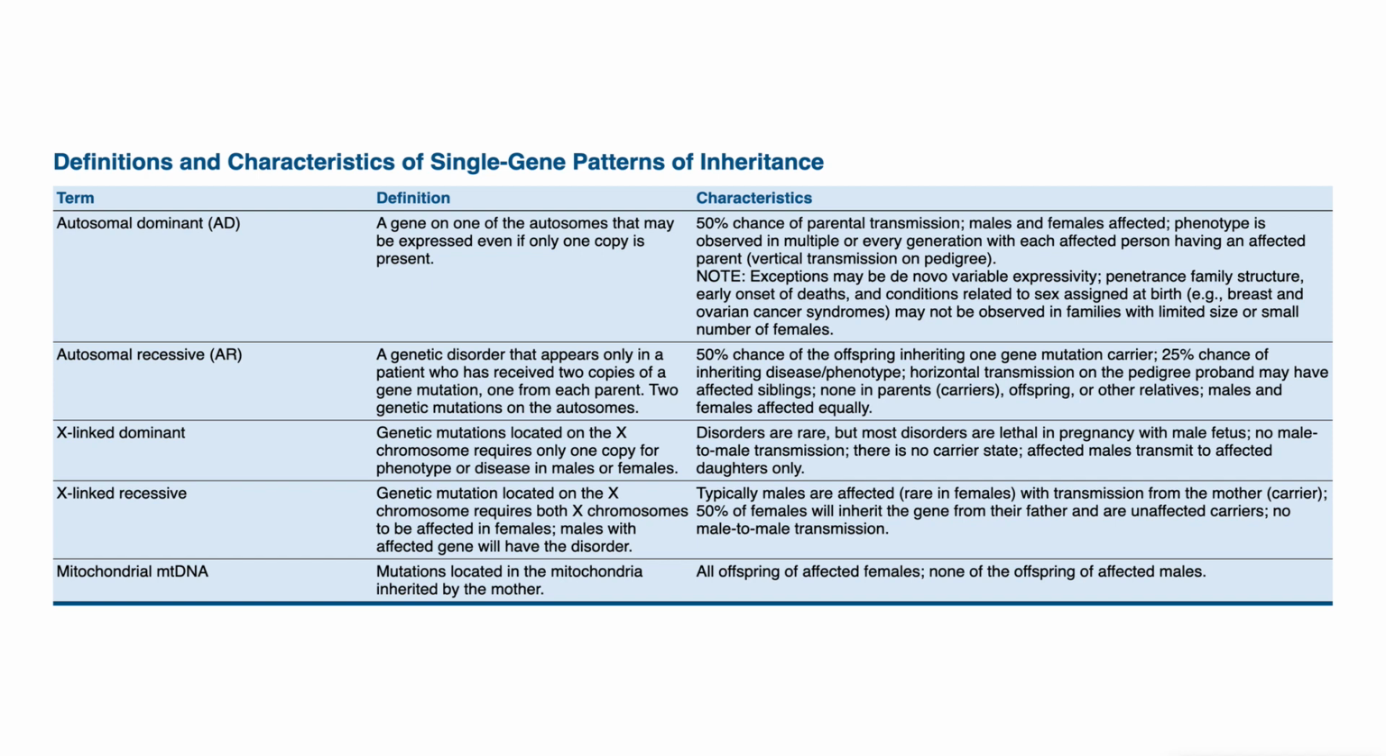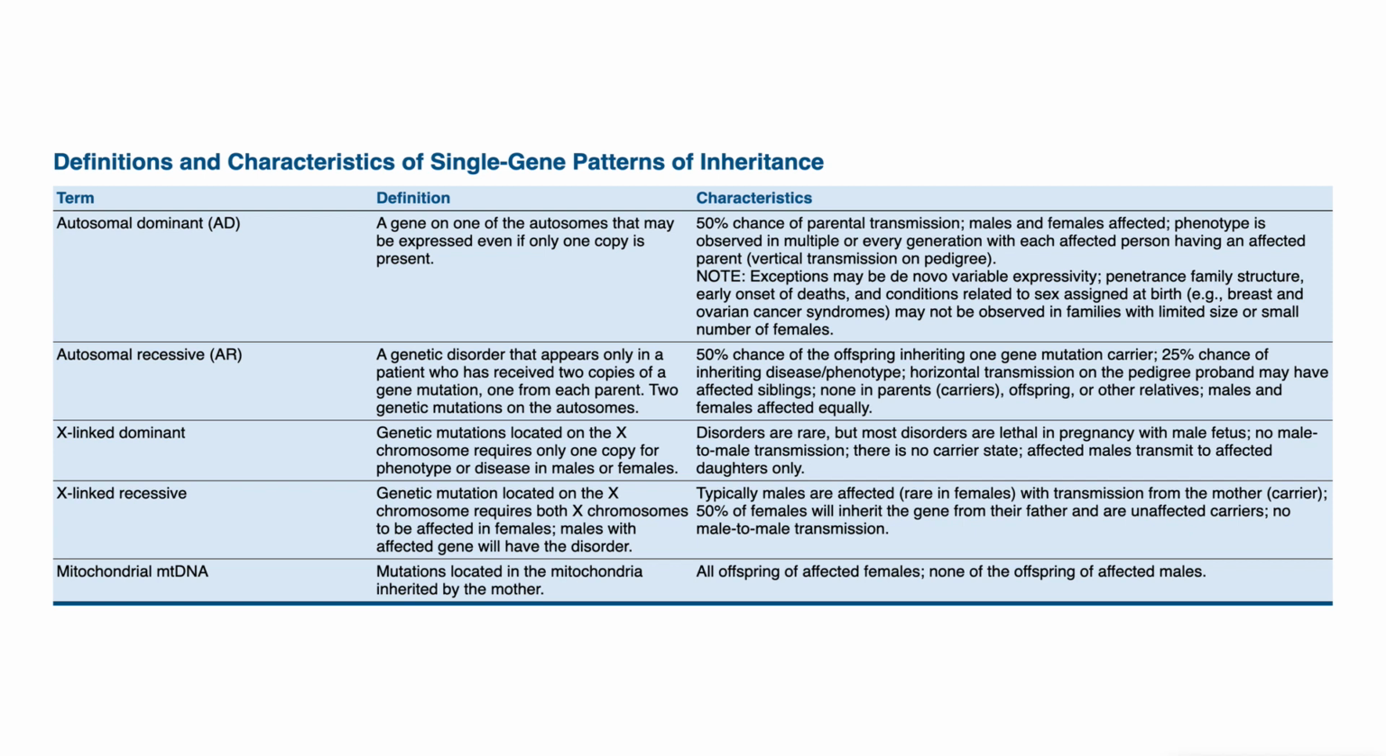There are some exceptions, and they may be de novo variable expressivity, the penetrance in the family structure, early onset of deaths, and conditions related to sex assigned at birth, such as breast and ovarian cancer syndromes, may not be observed in families with limited or small number of females. So that's for the autosomal dominant.